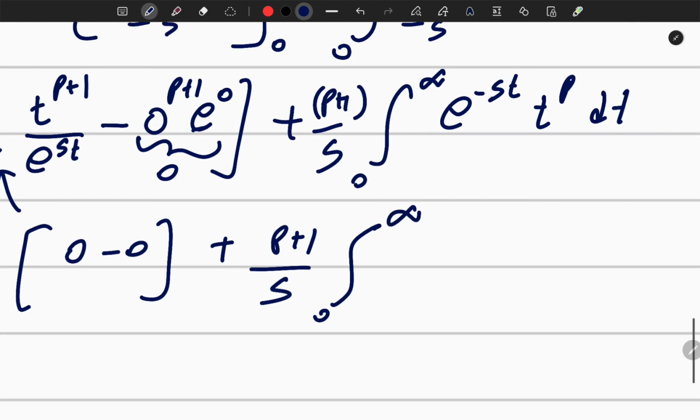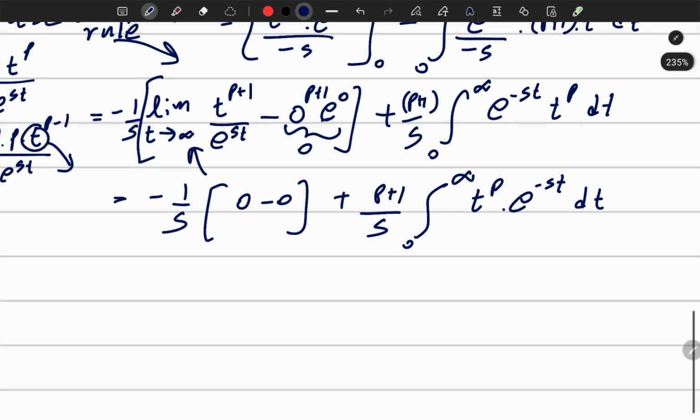So 0 minus 0 plus p plus 1 over s times the integral from 0 to infinity of t to the p times e to the minus st dt. Since the other term is 0, I am going to neglect that part. So p plus 1 over s times the integral from 0 to infinity. I will write that here.